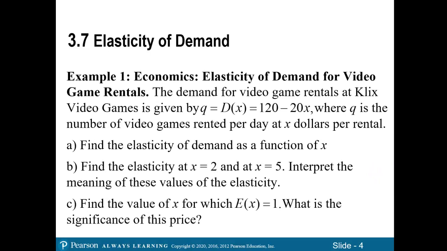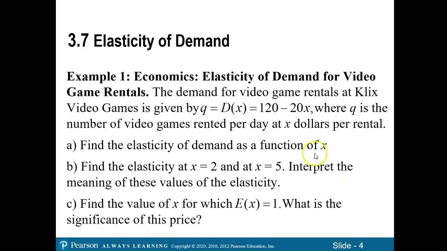All right, so let's look at this first example. We're going to look at elasticity of demand for a video game rental application. The demand for video game rentals at Klix Video Games is given by this demand function, D of x equals 120 minus 20x, where Q is the number of video games rented per day at x dollars. Find the elasticity of demand as a function of x. Then find the elasticity when x values are 2 and 5 and interpret the meaning of those. And then find the value of x for which the elasticity equals 1, and what does that mean?